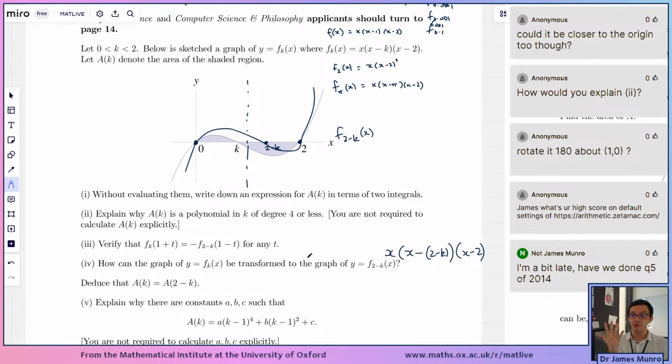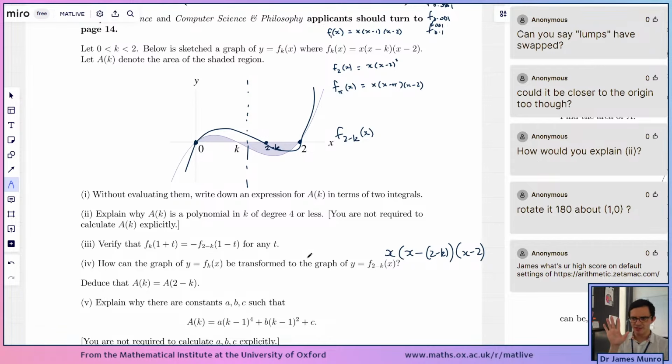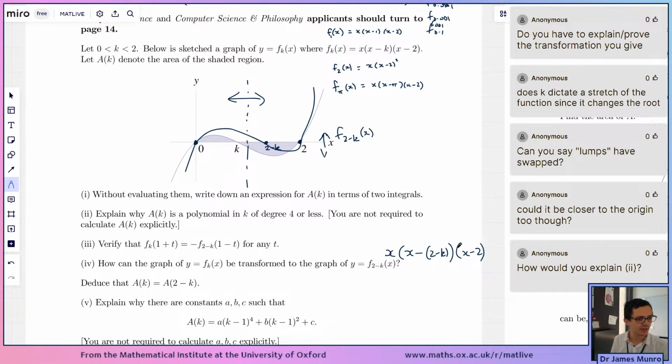That will switch around the roots. But that will take my cubic, and now it will be from a happy cubic to a sad cubic. It will be going down instead of up. So maybe I should also reflect in the x-axis. So maybe I should reflect this way, and then reflect this way. That's a lot. The lumps have been swapped. Yes. This small down lump is the same as this small up lump in the original function, and this large up lump, same as the down one.